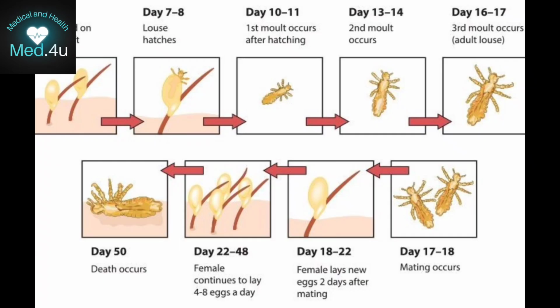The eggs hatch within 6 to 10 days, and nymphs, after 3 molting stages, develop into adult lice. Each adult louse lays several eggs daily, leading to a rapid increase in the lice population.